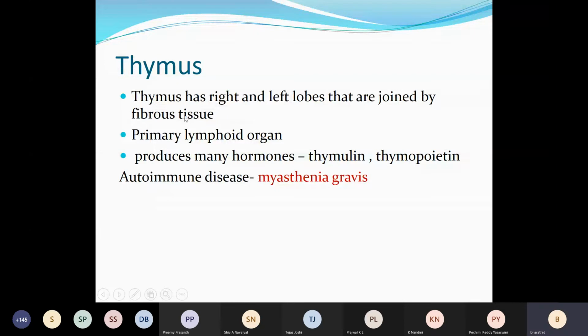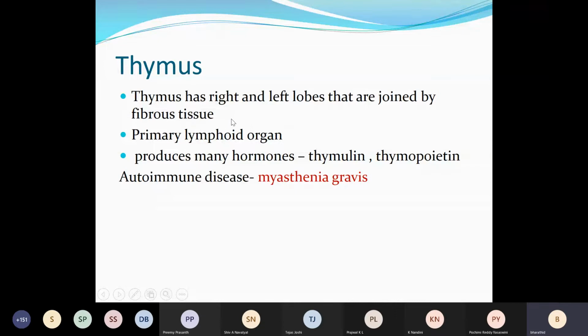This is the gross anatomy part of it. Thymus has right and left lobes that are joined by fibrous tissue. It is a primary lymphoid organ and it secretes hormones, that is thymulin and thymopoietin. If there is any autoimmune disease involving the thymus, it results in a condition called myasthenia gravis.